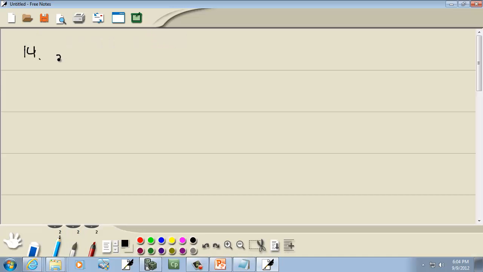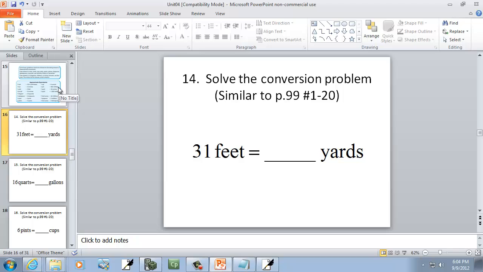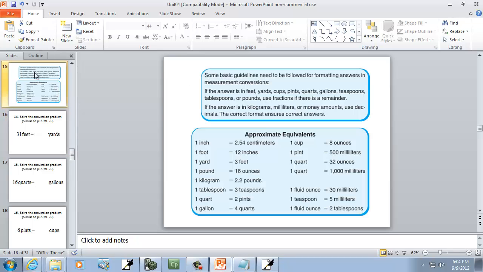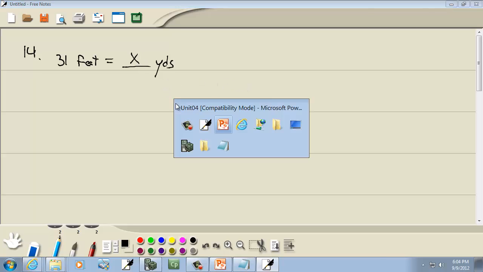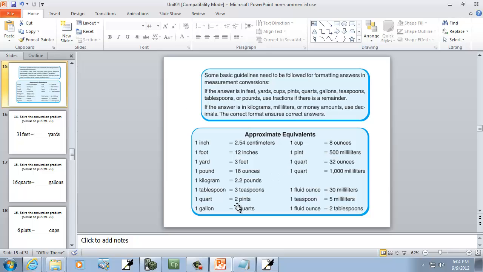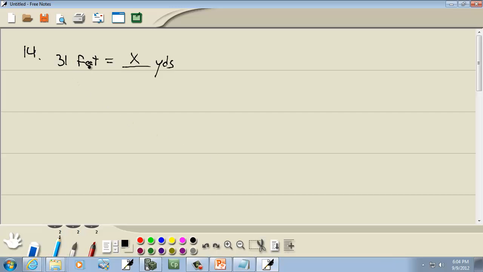Okay, so this one I got 31 feet. And they're wondering how many yards is that? Well, if I come back up here to my table, I'm looking for something that ties feet to yards. This is like x. We don't know what that is. Feet to yards. 3 feet is equal to 1 yard. So there's something that ties it. So this would be like 31 feet over x yards.